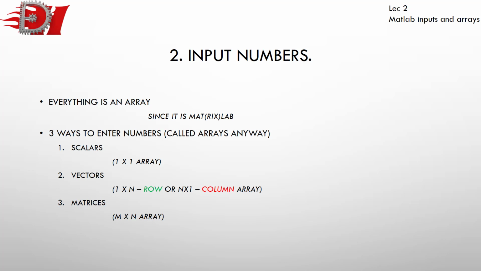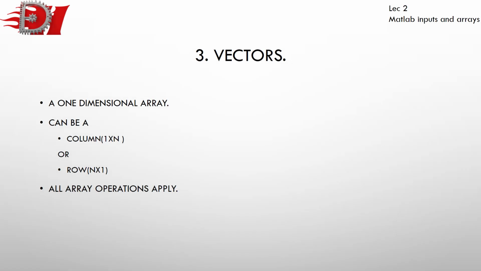And there can be 3 ways to add numbers to Matlab, and everything is a matrix in Matlab. So there are scalars, which is a 1 by 1 array. There can be vectors, which is a 1 by n array or n by 1, and there can be matrices, which is an m by n array. So the vectors are one-dimensional arrays and can be a column or a row array, and all array operations apply to them as well.